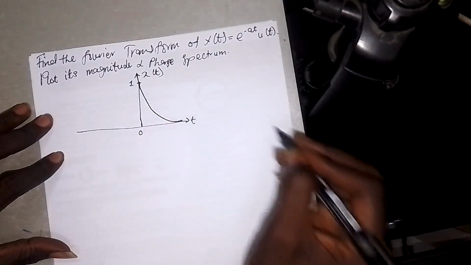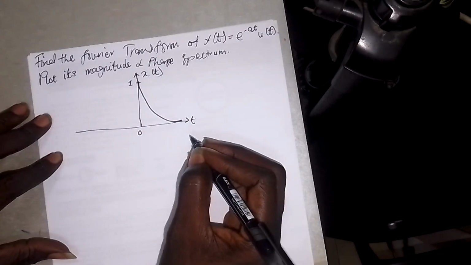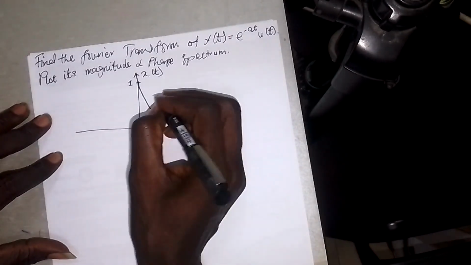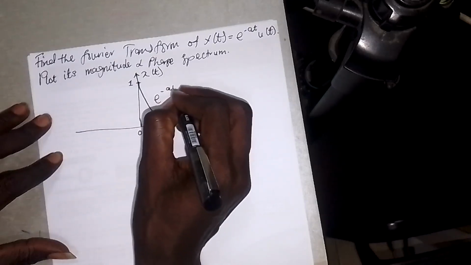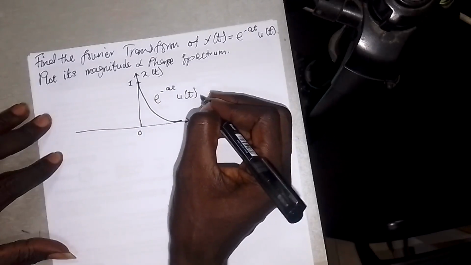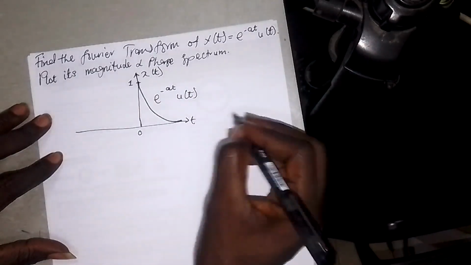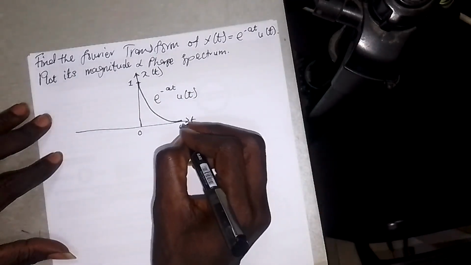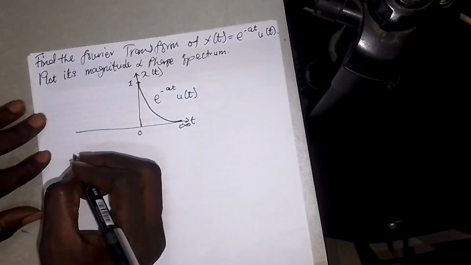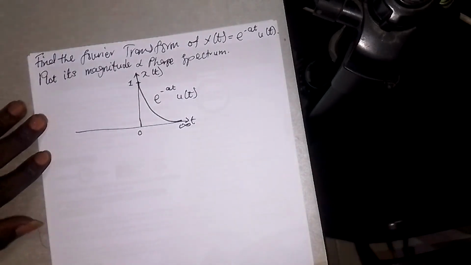It will not touch the x-axis, but it will be very close to it. So e to the minus at into u of t is the signal. Here is 0, and then it will be approaching infinity.